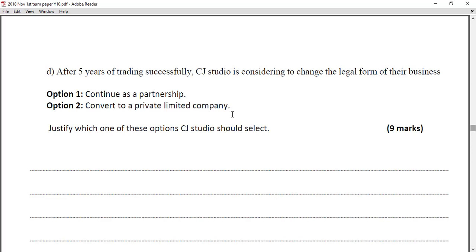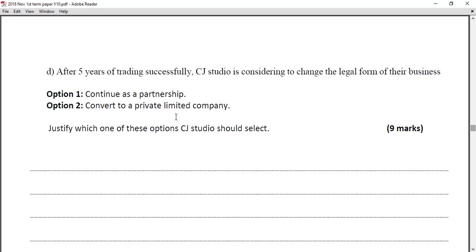Even for the private limited company, it's the same. If you pick option 2, you can say 2 benefits of a private limited company, such as limited liability, and more capital can be raised from shareholders. However, the startup costs will be high for a private limited company, and sometimes managing and administration work is very high. Accounts have to be published and audited. These things you can say.